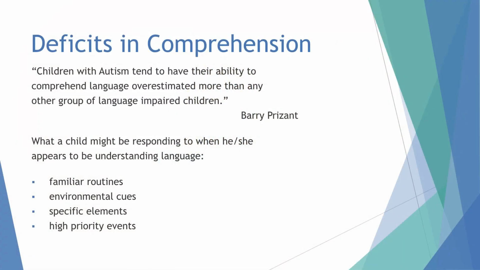Also, difficulty with comprehension. So this is an important piece. Children with autism tend to have their ability to comprehend language overestimated more than any other group of language impaired children, and that's by Barry Prizant. I think it's very important we don't overestimate their ability to understand language. Sometimes kids may seem to be understanding language. Like if you're in the bathroom and you say, "Here, brush your teeth," and you hand someone a toothbrush, they're probably going to brush their teeth. But would they understand it if you said, "Okay, I want you to go get the red toothbrush out of the bathroom and bring it in and put it on the dining room table"?